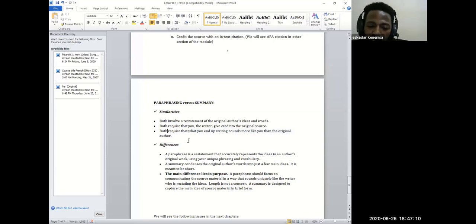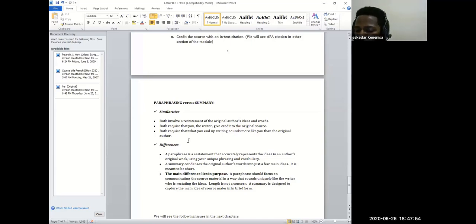There are differences. When you see the differences, paraphrase is almost identical to the original one in that it is detailed and in the same language. Therefore, they are different in their accuracy. Paraphrase is detailed in accuracy. The ideas are comprehensively included, while in summary, it is short.